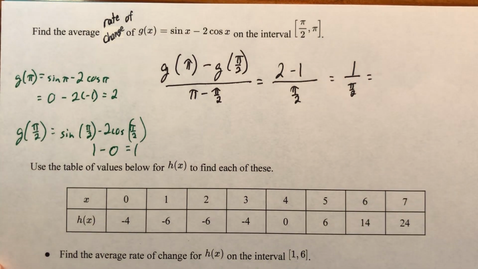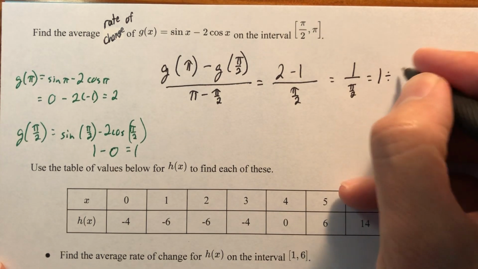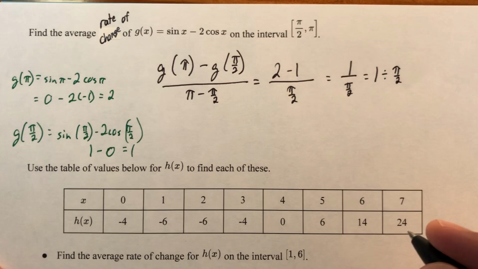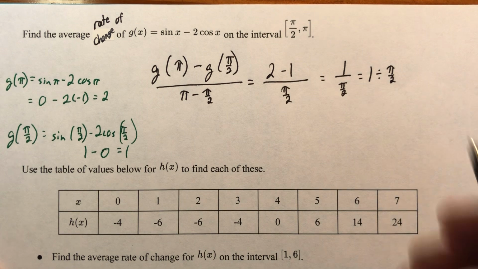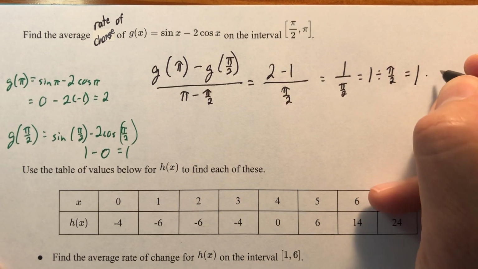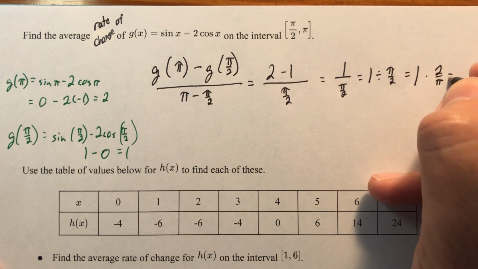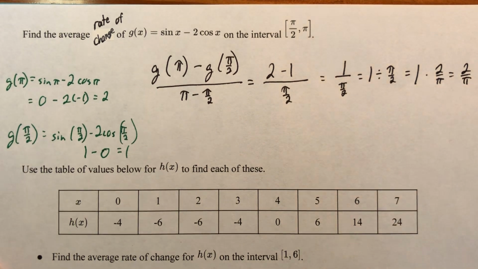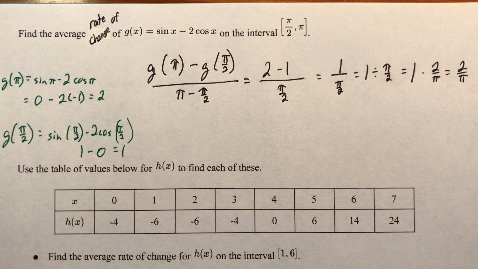I'm going to show a step that I hardly ever show, but this is 1 divided by pi over 2. Don't do this every time. This is just a shortcut that happens in my head, but why it happens is what I'm showing you. We multiply by the reciprocal, and we have 2 over pi. So the average rate of change is 2 over pi.